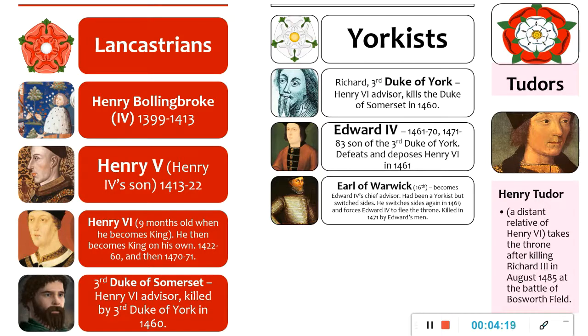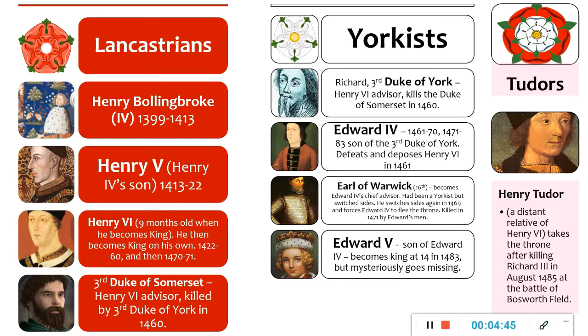The Earl of Warwick is a difficult figure. He becomes Edward IV's chief advisor. He had been a Yorkist, but he switches sides and goes back to the Yorkists in 1469, and forces Edward IV to flee the throne, killing and then being killed by Edward's men in 1471.